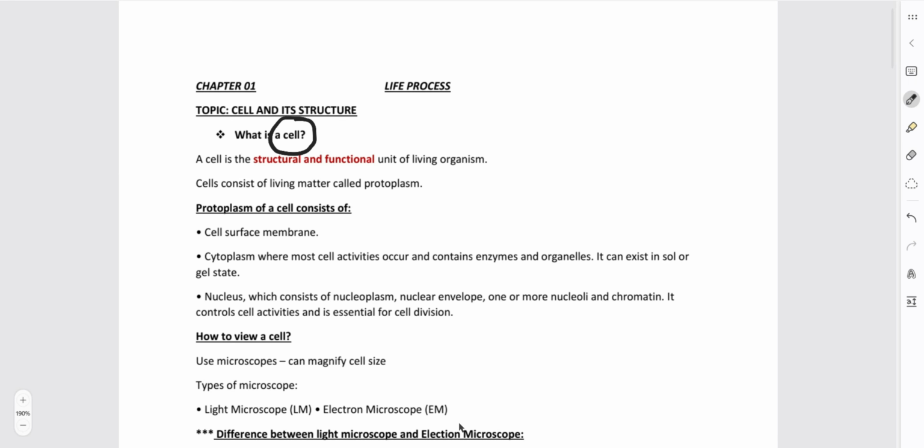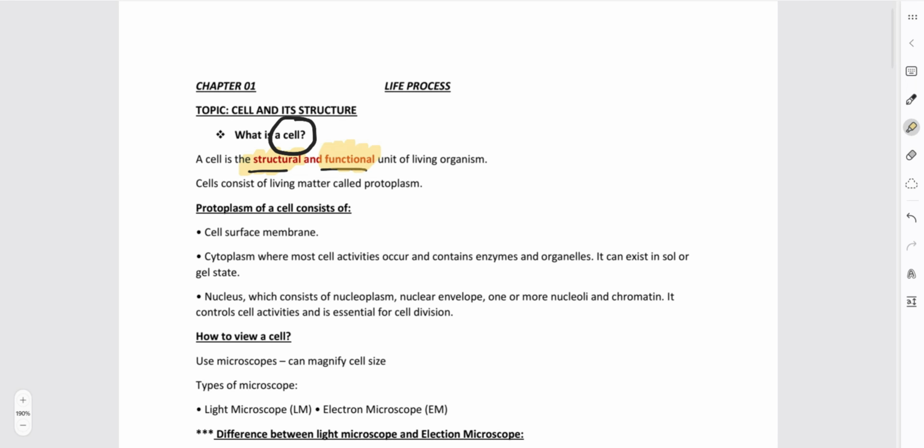If you read any textbooks in the future, or if you pursue a career related to biology, you will see that the cell has one proper definition that is followed in each and every textbook. All right. So, what is a cell? A cell is the structural and functional unit of living organisms. So, we have two key terms here. It is the structural unit and it is the functional unit.